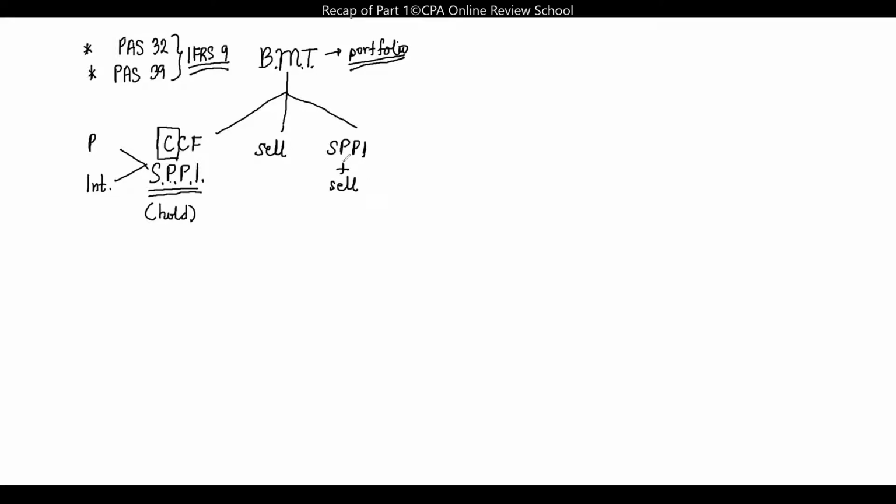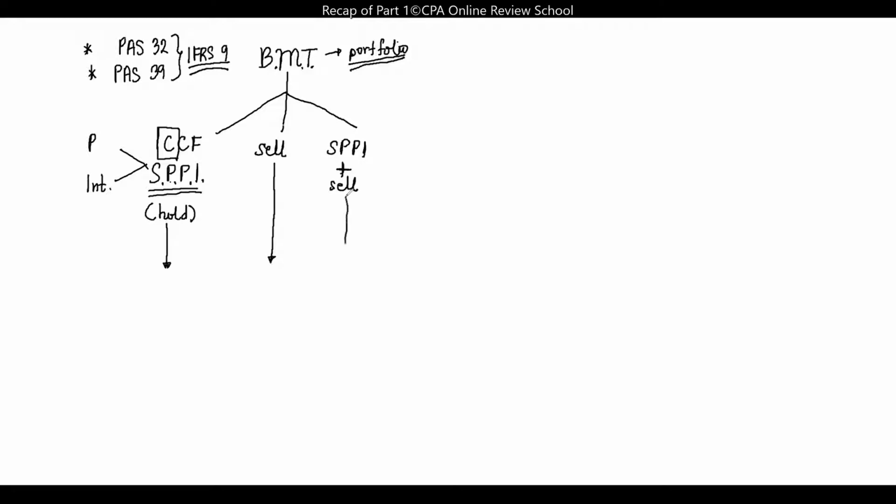Yung isa naman, both. Matindi itong isa, both. Kapag gumanda ang market, upon speculation, you will sell it. Kapag hindi, or at least you do have principal and interest. Because of this business model test, you can now measure or rather classify what type of investment is applicable for them.